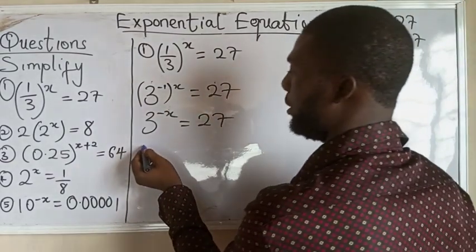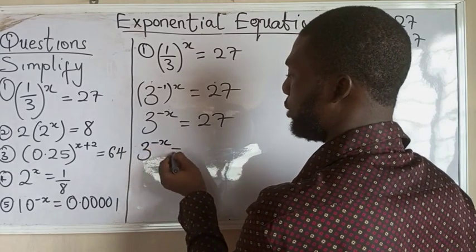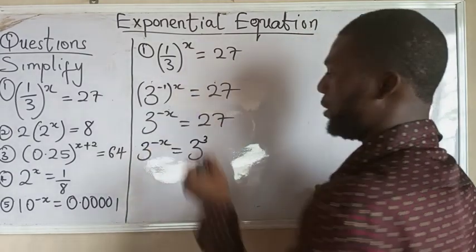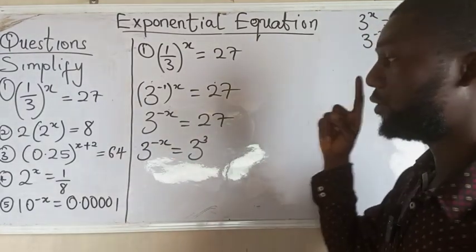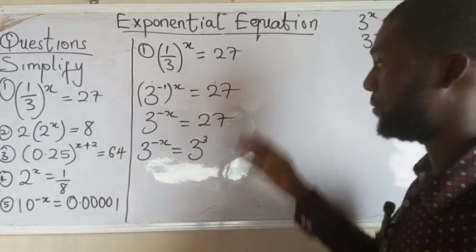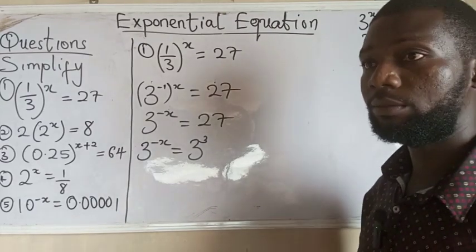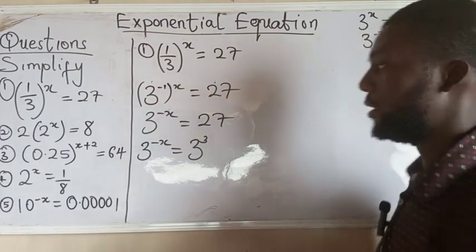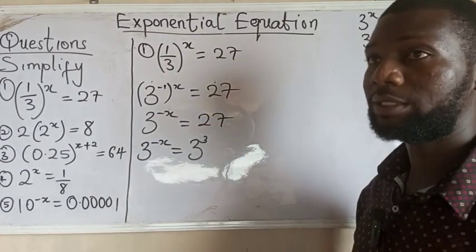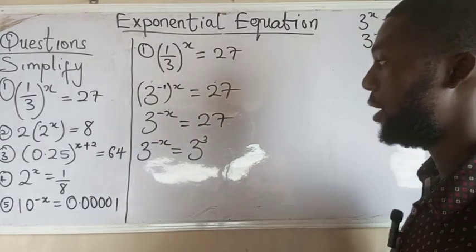So what is that number? It's 3 raised to power minus x equals 3 raised to power 3. So I know that when I multiply 3 times, it's going to give me what? 27. And I've explained in the other videos how we can always get the numbers that give a certain number when you multiply, using the prime factorization method.